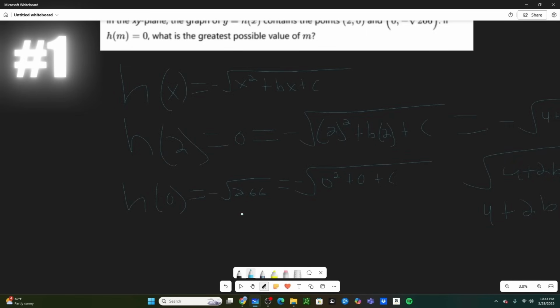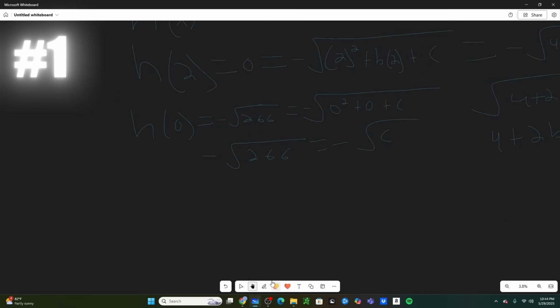And then plus c. So it's pretty clear that now on the left side, we have negative square root of 266 equals negative square root of 0 plus 0 plus c. So 0 plus 0 is just 0. 0 plus c is c. So now you can see that we've basically found the value of c. Just cross out the negatives on both sides, square both sides, and we'll get 266 equals c.